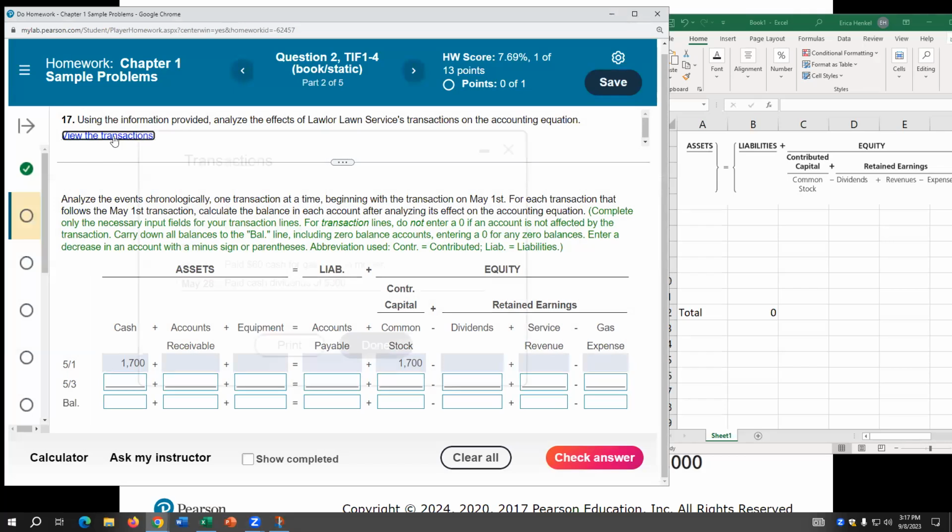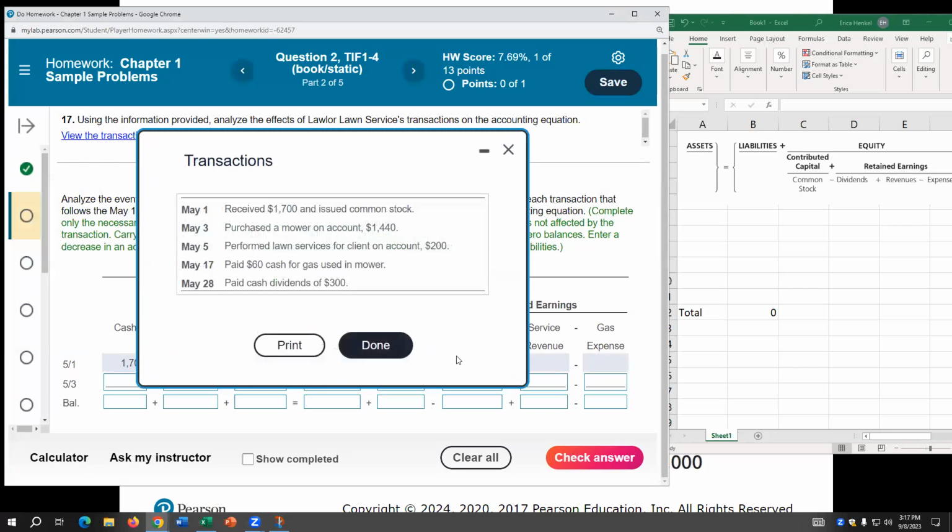All right, so then for the second transaction here, we're purchasing a mower on account for $1,440. So we didn't quite get to this type of transaction yet, but what they're saying here is we purchased this mower without paying cash for it. So now we are going to have an account payable.